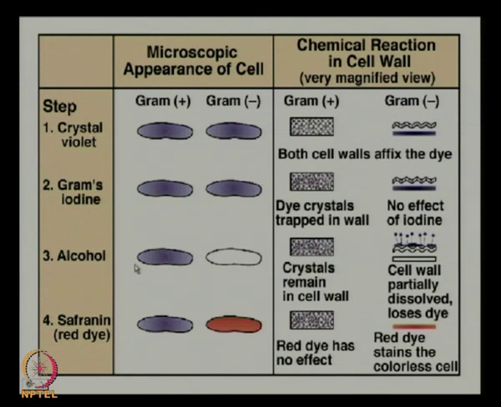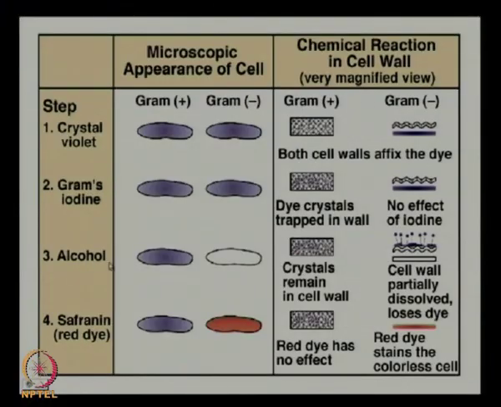we wash the bacterial smear with an organic solvent. Now, what is happening when we add this organic solvent? This organic solvent may be alcohol, or it may be an alcohol and acetone mixture. So, we add this alcohol or alcohol acetone mixture in excess, and we wash out the excess dye which is present.